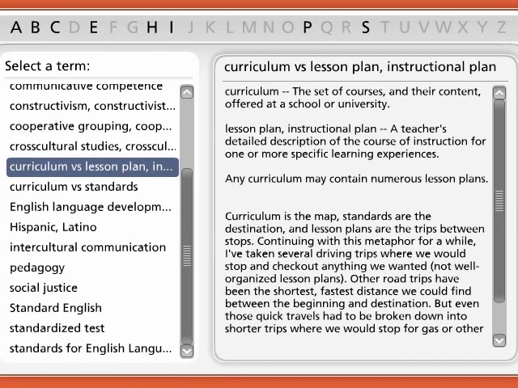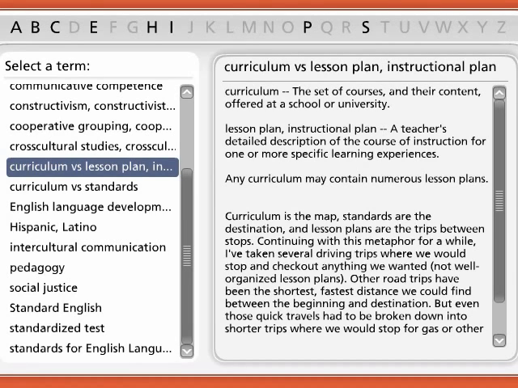Curriculum versus lesson plan, instructional plan. Curriculum is the set of courses and their content offered at a school or university. Lesson plan or instructional plan is a teacher's detailed description of the course of instruction for one or more specific learning experiences. So specific learning experience, that's the key to a lesson plan. Any curriculum may contain numerous lesson plans. Curriculum is the map. Standards are the destination, and lesson plans are the trips between stops.